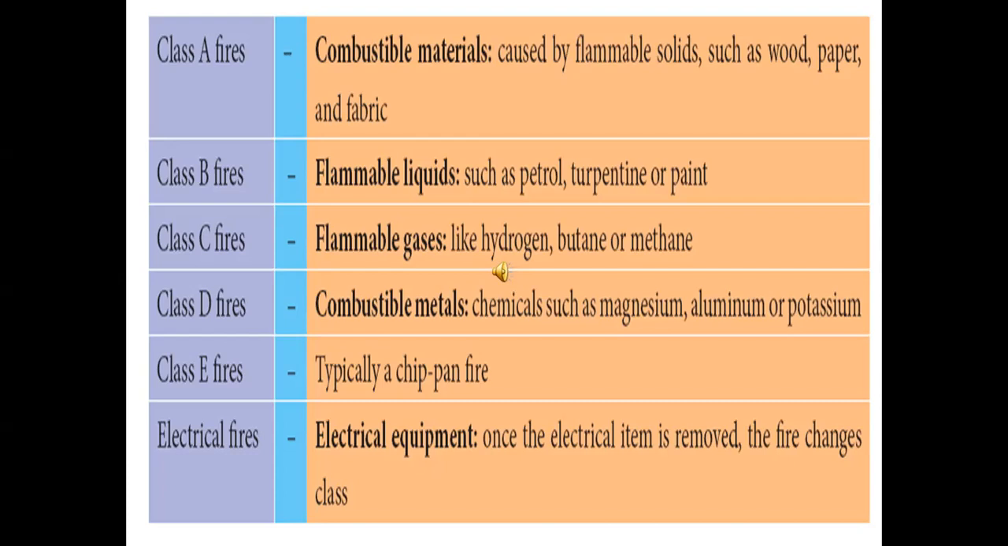turpentine, or paint. Class C fires. Flammable gases like hydrogen, butane, or methane. Class D fires. Combustible metals, chemicals such as magnesium, aluminum, or potassium. Class E fires, typically a chip pan fire. Electrical fires, electrical equipment. Once the electrical item is removed, the fire changes class.